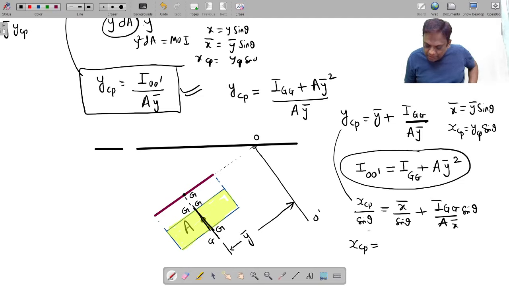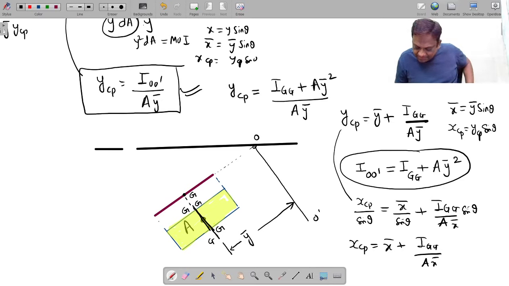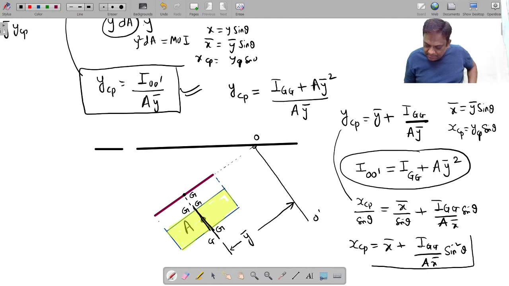XCP will be equal to, you take sin theta to this side, so this sin theta is gone. This is x bar plus IG by A x bar. This sin theta will come this side, so it will be sin square theta.